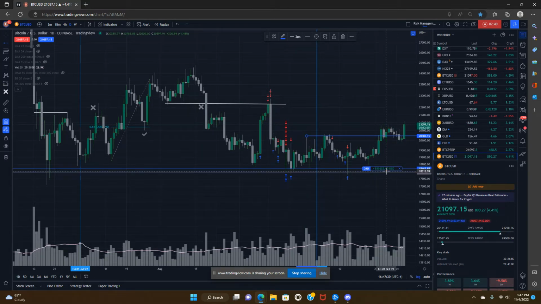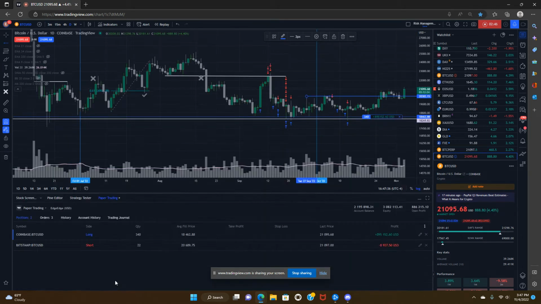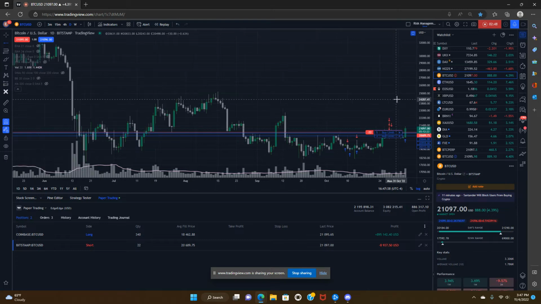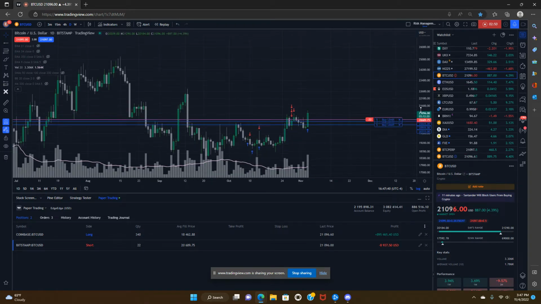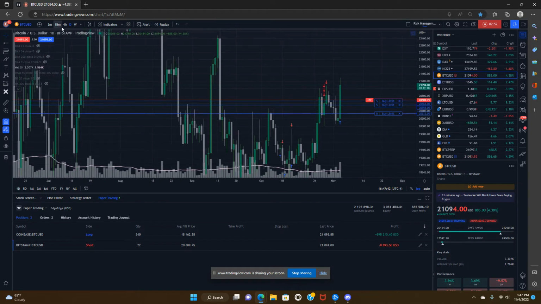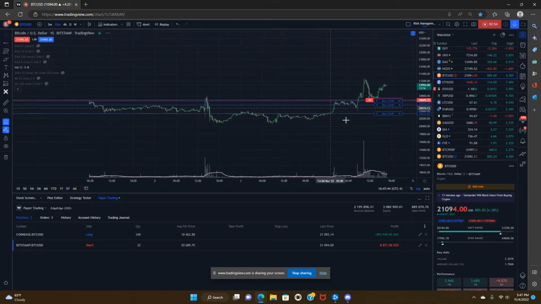Now I have this 340 BTC long position from the FOMC lows down here. Really great entry. I had a short. I still have a short hedge. So I just want to talk about how I traded this.